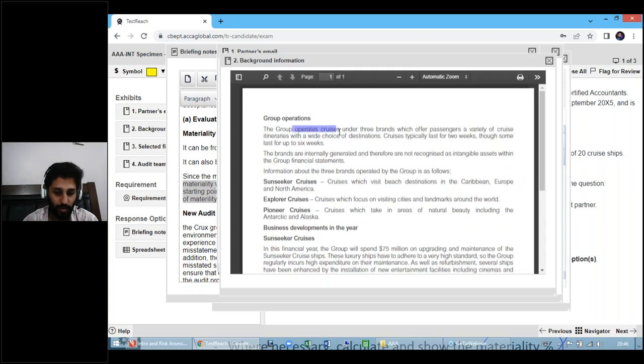The group operates cruises under 3 brands, which offer passengers a variety of cruise itineraries with a wide choice of destinations. Cruises typically last for 2 weeks. Some last for up to 6 weeks.